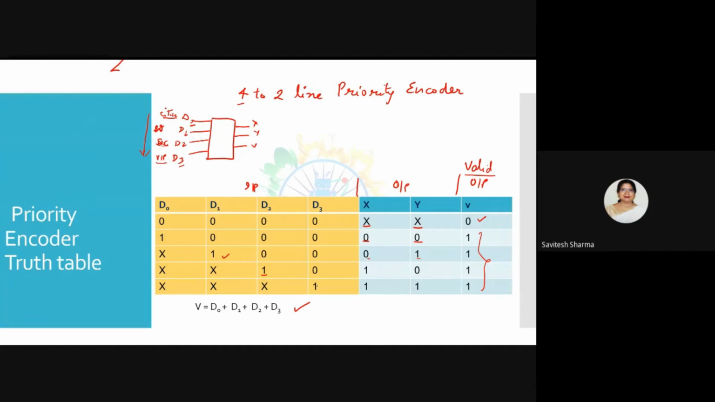You see here diagonally I am showing the priorities, and the upper half of the diagonal I am showing 0, and the lower half of the diagonal I am showing don't care. So this truth table concept you can apply for the 8 to 3 line priority encoder.